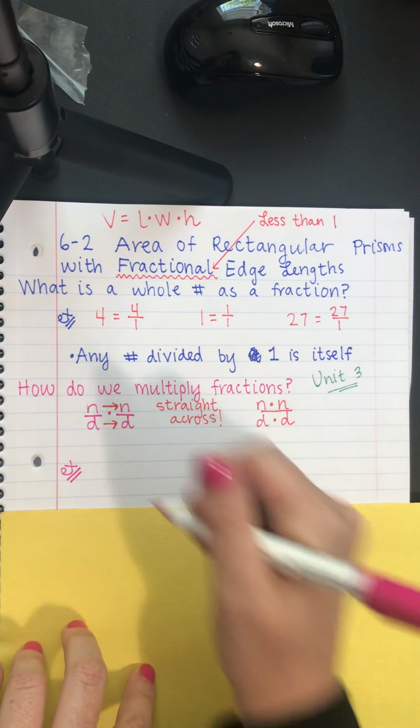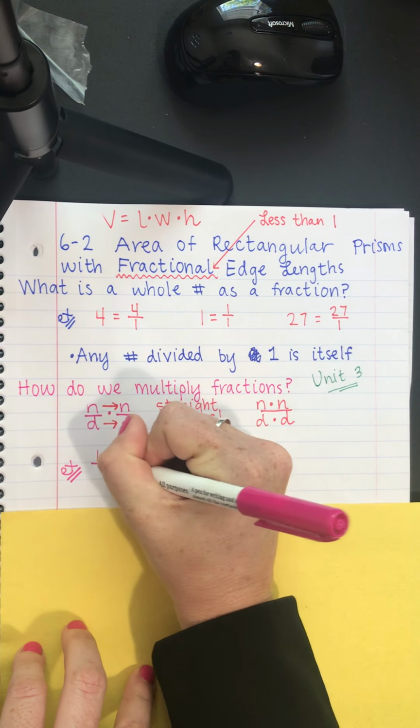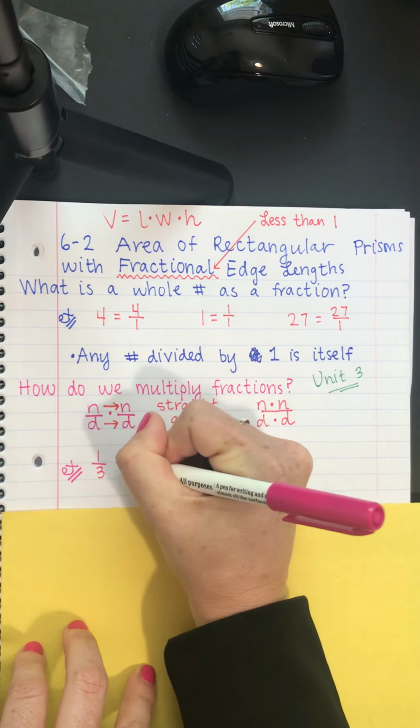For example, if I have 1/3 times 1/3, I just multiply straight across. If you've been in my class, you remember me saying there's no tricks to it. No tricks on this one. You just go straight across. So 1 times 1 is 1, and 3 times 3 is 9, and 1/9 is our answer.